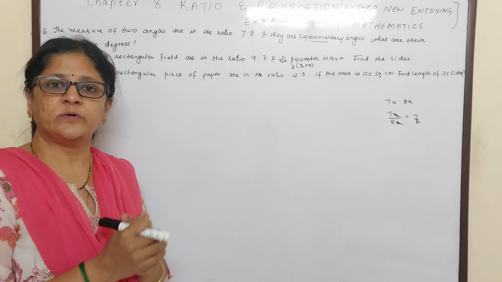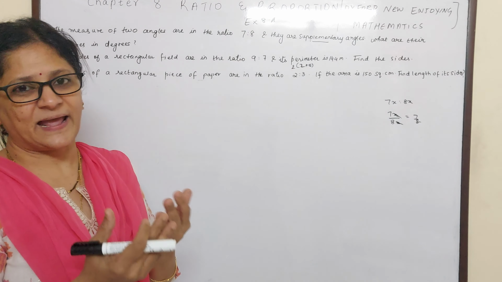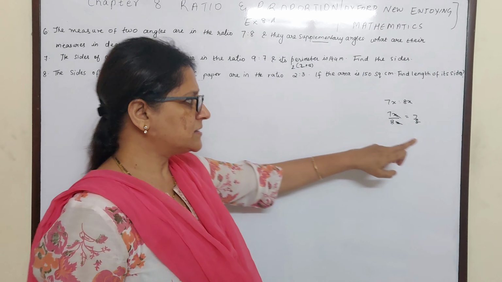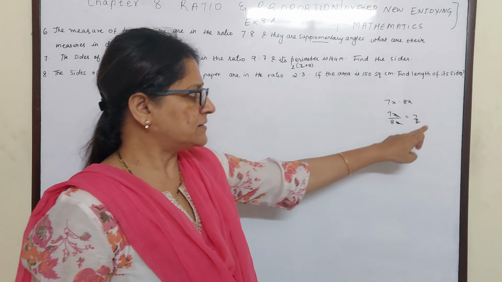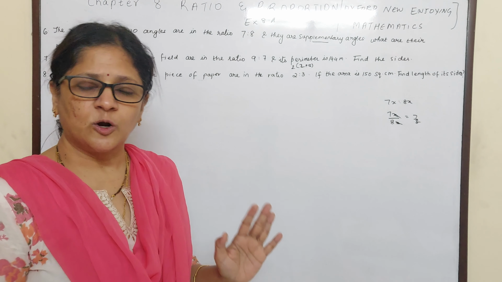So whenever we are doing a word problem with a certain ratio, it is always safe to take x. Because if I take 7x is to 8x, and if I divide, x gets cancelled, we are still having a 7 is to 8 ratio. We are not changing the question.